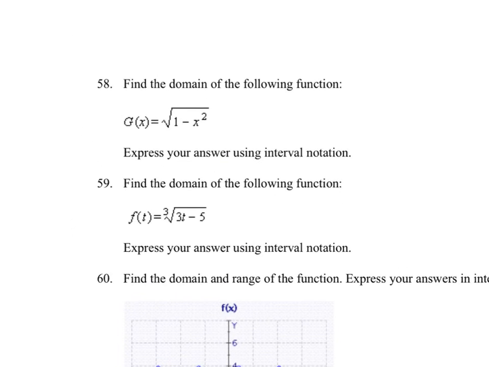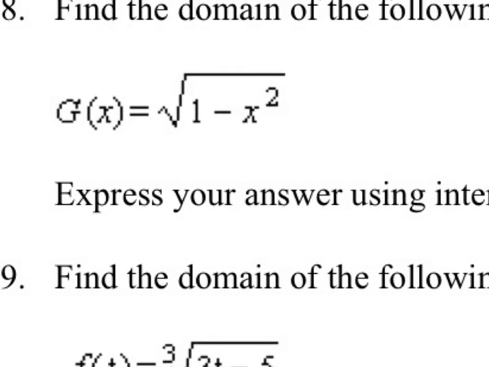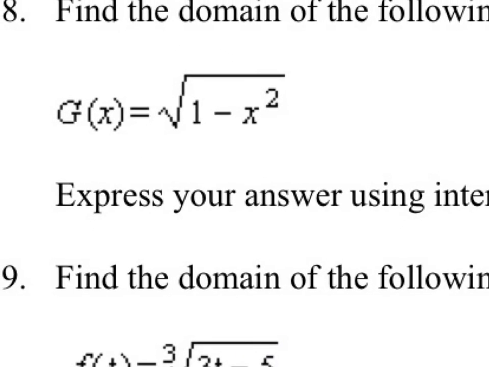All right, what's the problem here? Go through our rules. Is there a variable in the denominator? Yes or no? No. Is there a square root? Yes. That means my number has to be positive or it can be 0. So it has to be greater than or equal to what? 0. So how do I solve this?